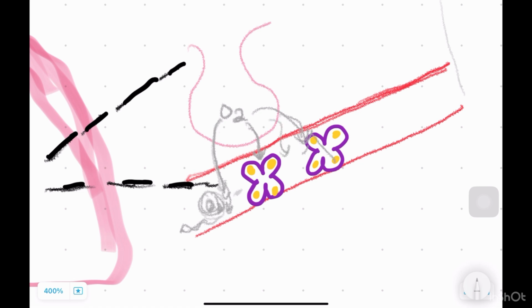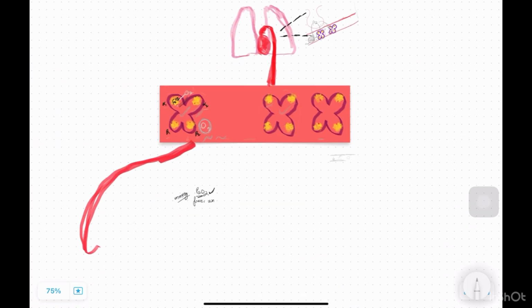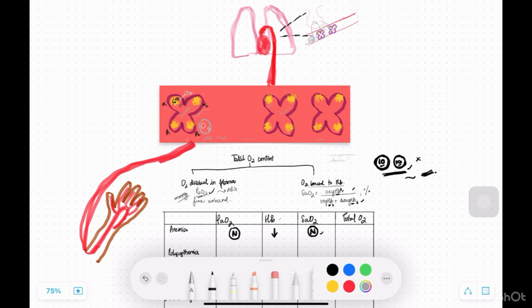If you have less hemoglobin, this amount of oxygen that is dissolved, there's not going to be much of a difference in that. But your total oxygen content is going to decrease because you don't have enough hemoglobin molecules to take the majority of the oxygen, right? So your total oxygen is going to decrease.